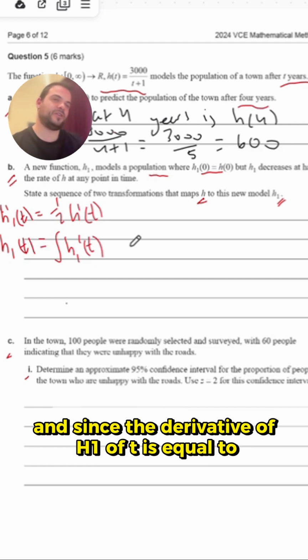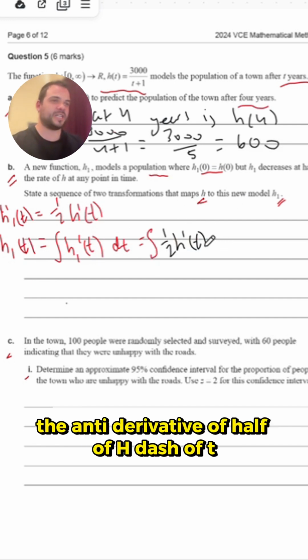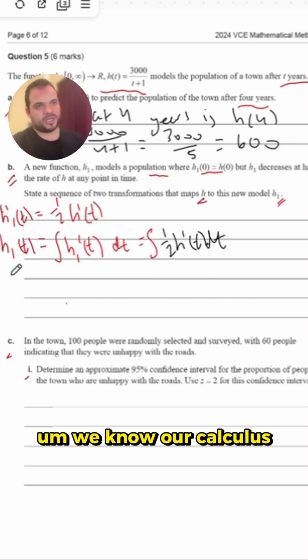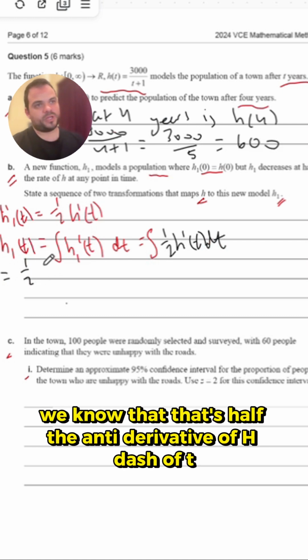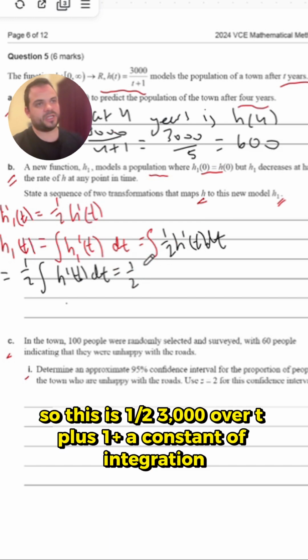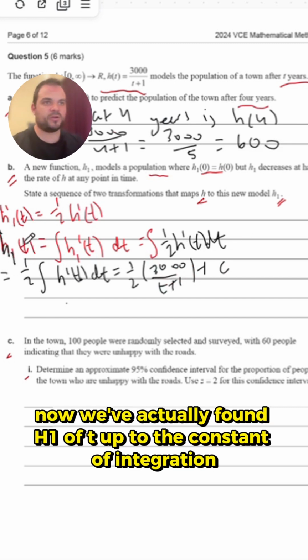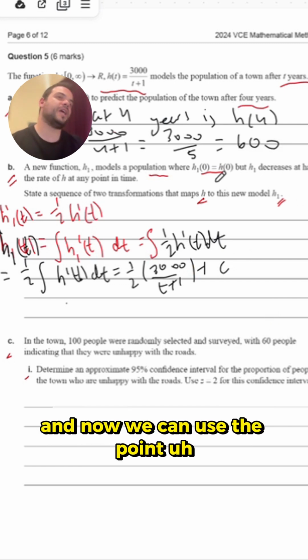And since the derivative of h1 of t is equal to half of h dash of t, we know our calculus, we know that h1 of t is half the antiderivative of h dash of t, but we have h of t, so this is a half of 3000 over t plus 1 plus a constant of integration. And so now we've actually found h1 of t up to the constant of integration.